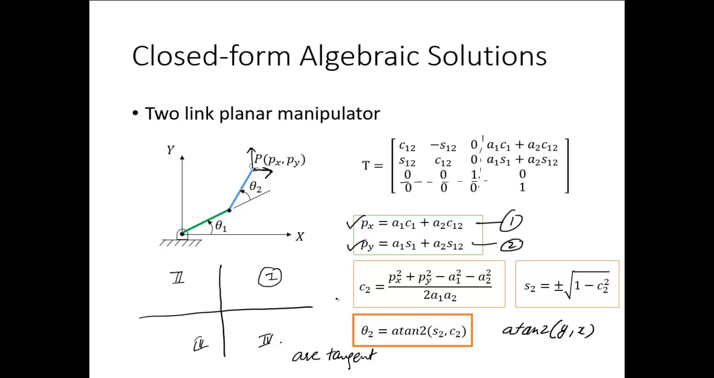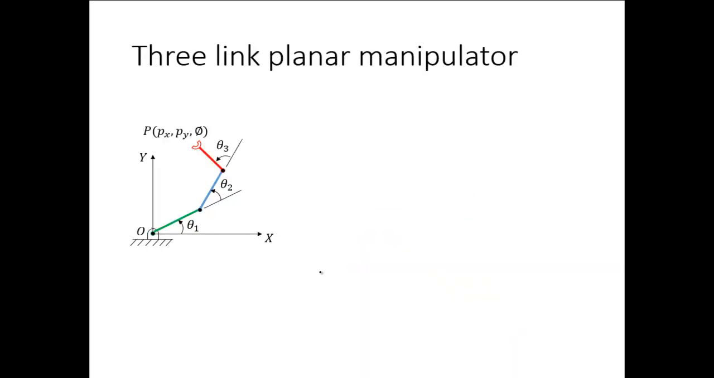Now similarly we can do it for the 3-link manipulator. So we have one link, second link, and the third link. Px, Py, and phi denote the coordinates of the end effector. So we have an additional coordinate called phi, which gives us the orientation of the end effector. If this red whole link denotes the end effector in this case, we can orient the end effector the way we would desire.